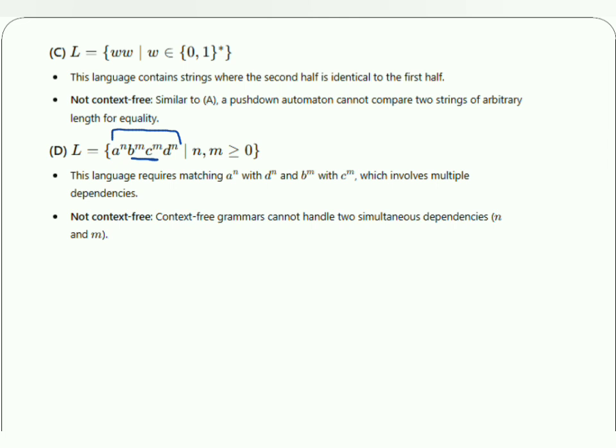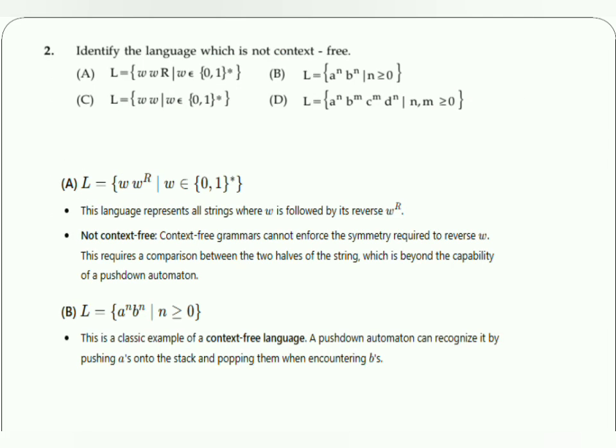Okay. So that's why the correct option is option D. So option B is a context-free language, and A, C and D are not context-free languages. Okay. So option B is the context-free language, and A, C and D are not context-free languages. Next.